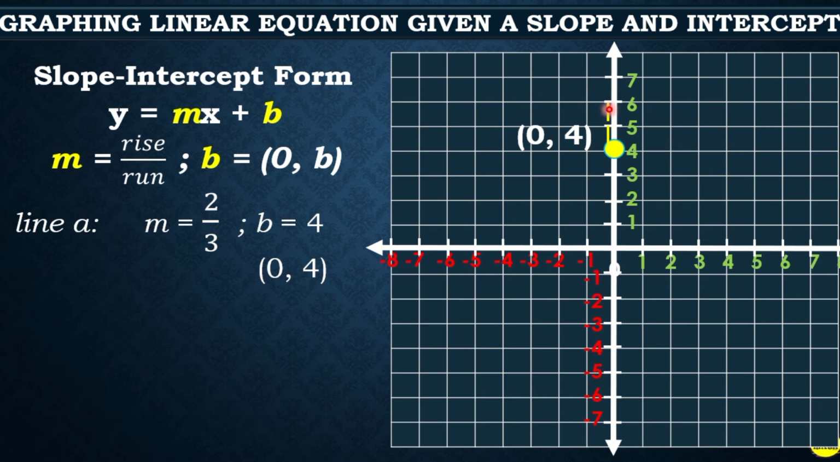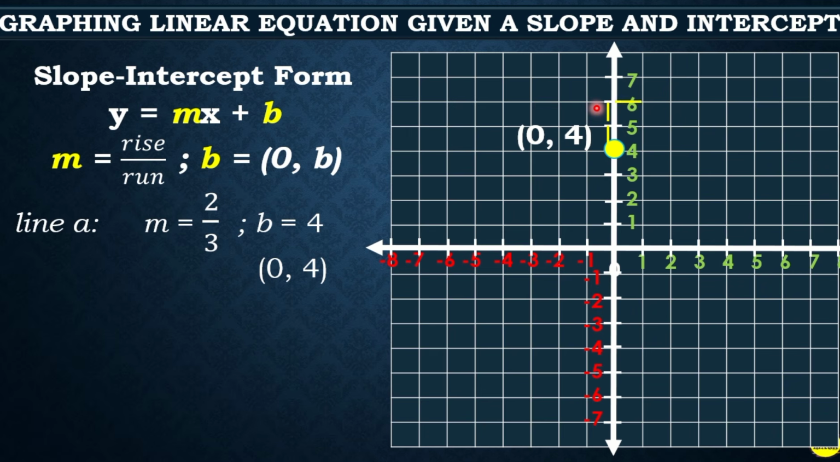Now, the question is, where do we go when we run? Are we moving to the right or to the left? Look at the sign of your slope. Since this is positive, we will be moving to the right. Remember: when the slope is positive, move to the right. If it's negative, move to the left. So, our rise is 2, and since our slope is positive, we will be moving to the right. How many times? 3.